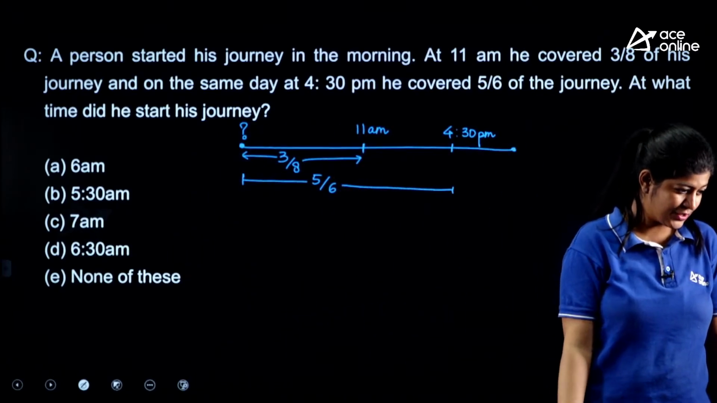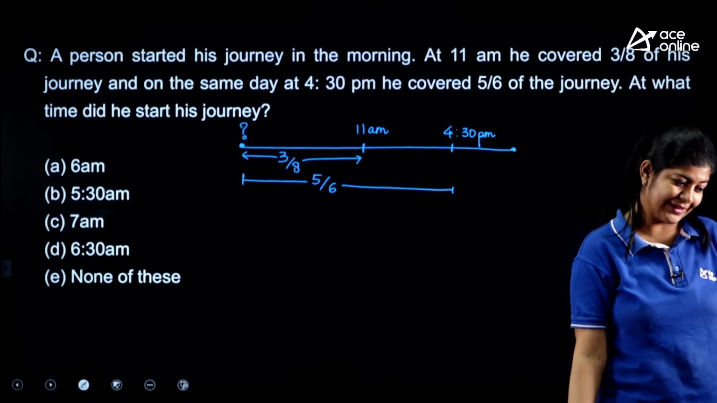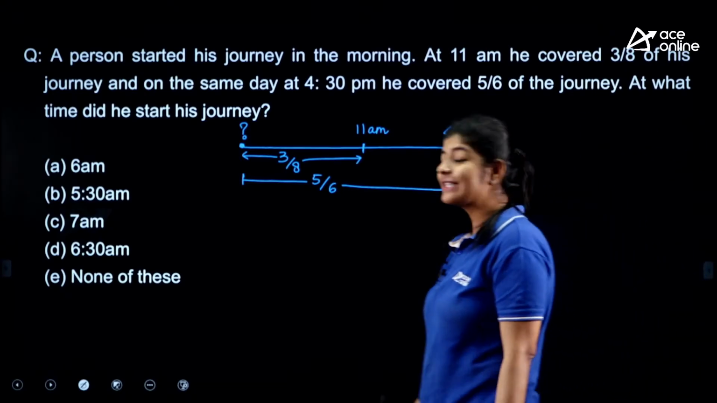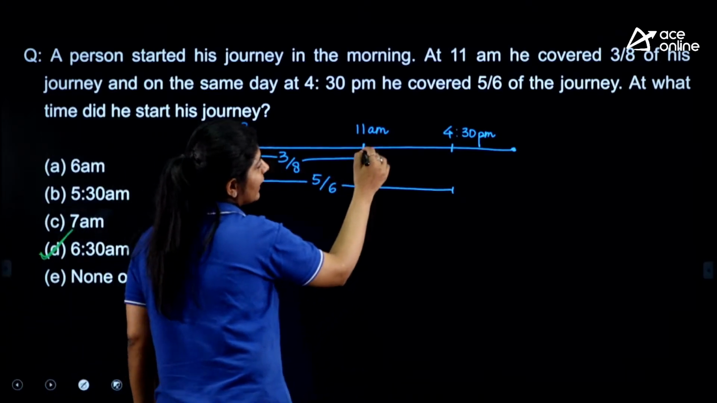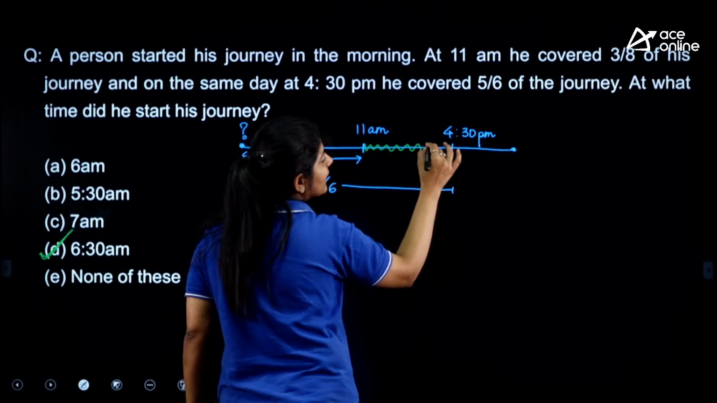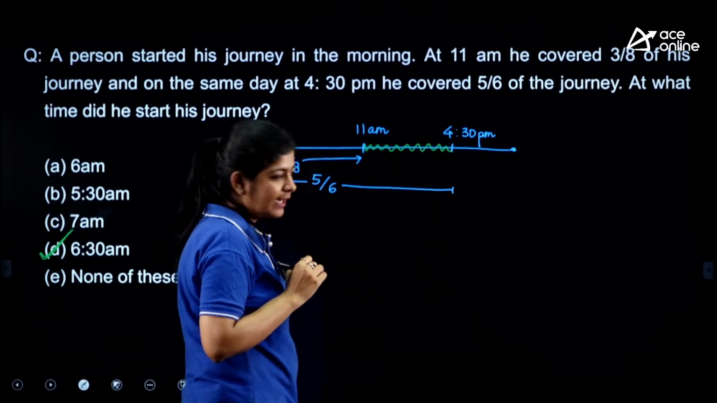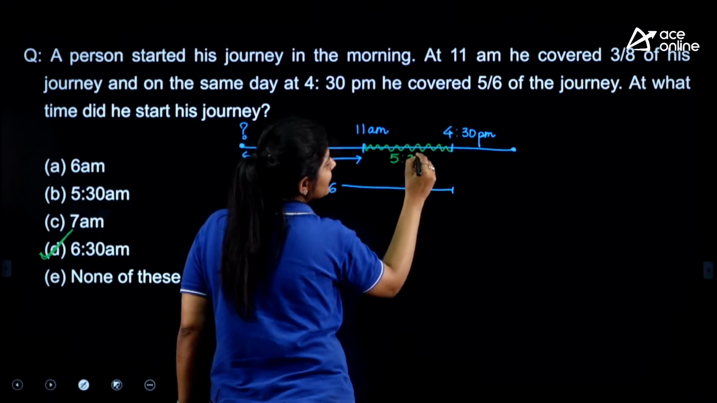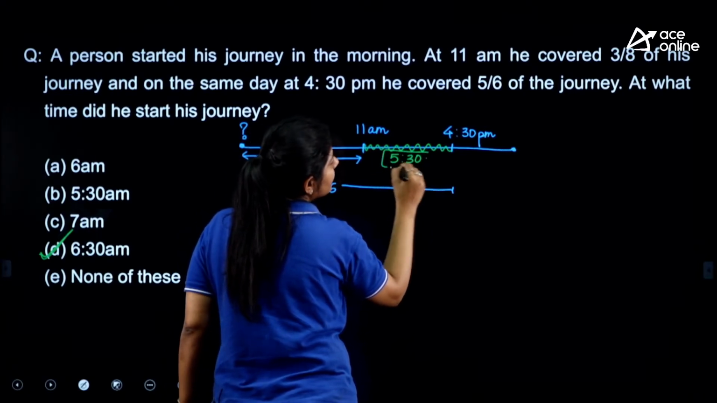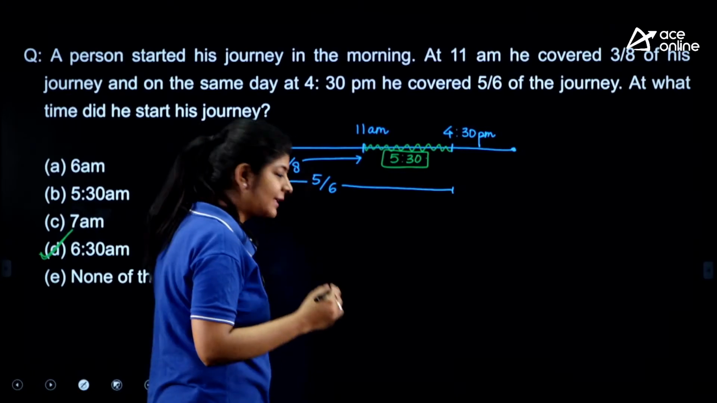Very good, Devraj, very good, Rakla, very good, Radha. Yes, the correct answer is 6:30 am. So, what we will do? First we will find out in how much time he covered this distance, right? If we find out, this time period is 5 hours and 30 minutes. This distance is of 5 hours and 30 minutes.